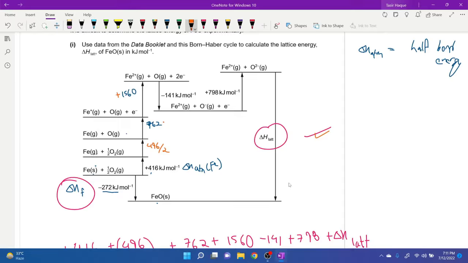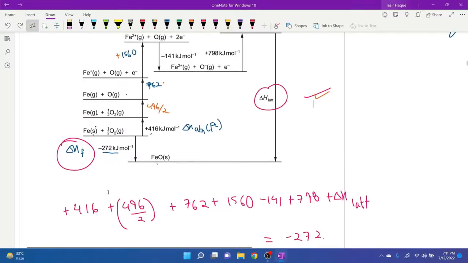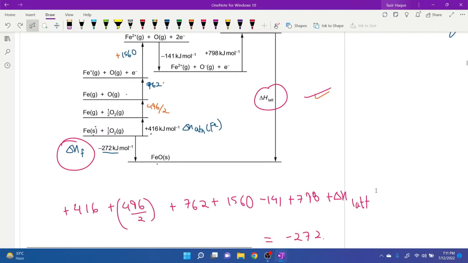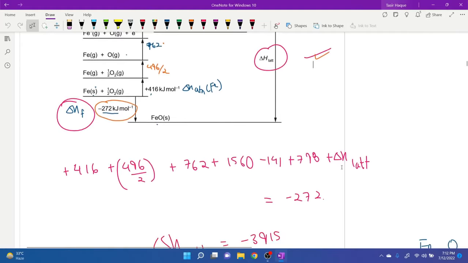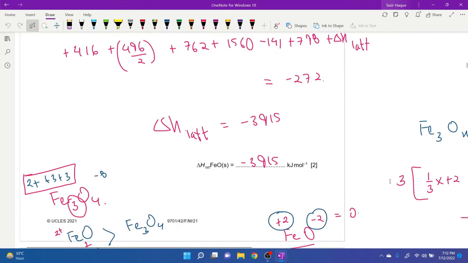So this is essentially a Hess cycle. This is one of the routes and this is the other long route, but they will be equal to each other. So let's see. If we start doing this, it's plus 416 plus 496 by 2 plus 762, I'm just following the arrows, plus 1560 minus 141 plus 798 plus the lattice enthalpy is equal to the enthalpy of formation, minus 272. If you solve this, you're going to get your answer as minus 3915 kilojoules per mole. So that's it.